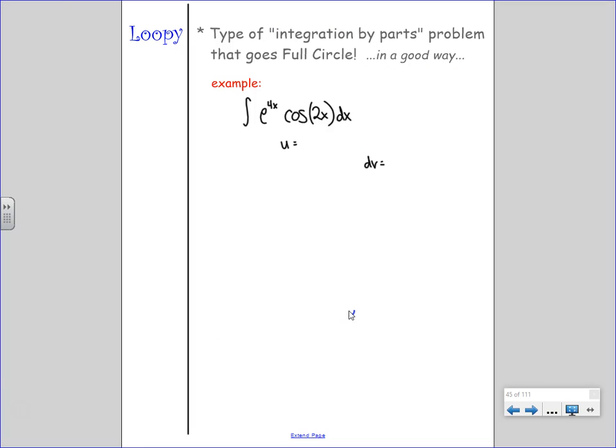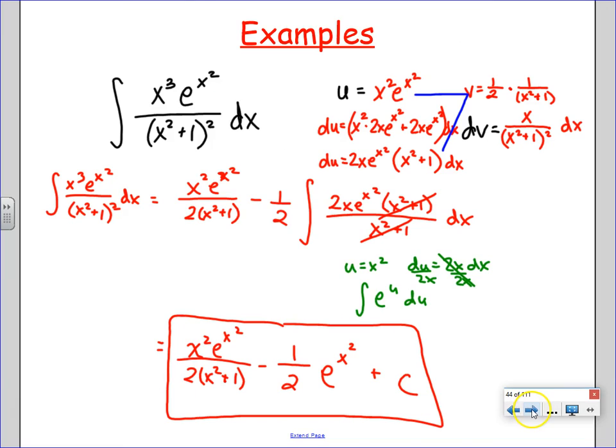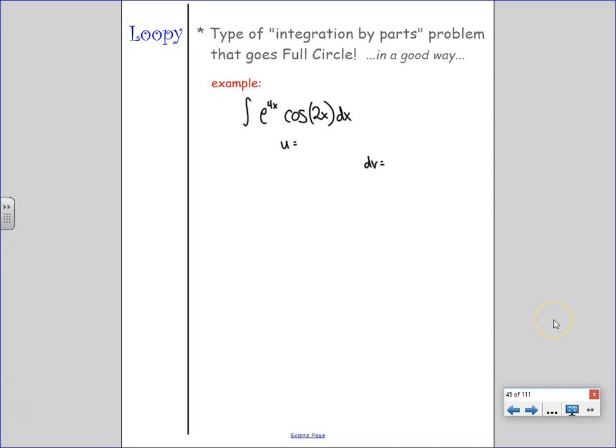Okay. That was fun! Loopy. Did you guys get this one? Are we okay? Loopy! Type of integration by parts problem that goes full circle in a good way. What am I talking about? Who's u? Me.